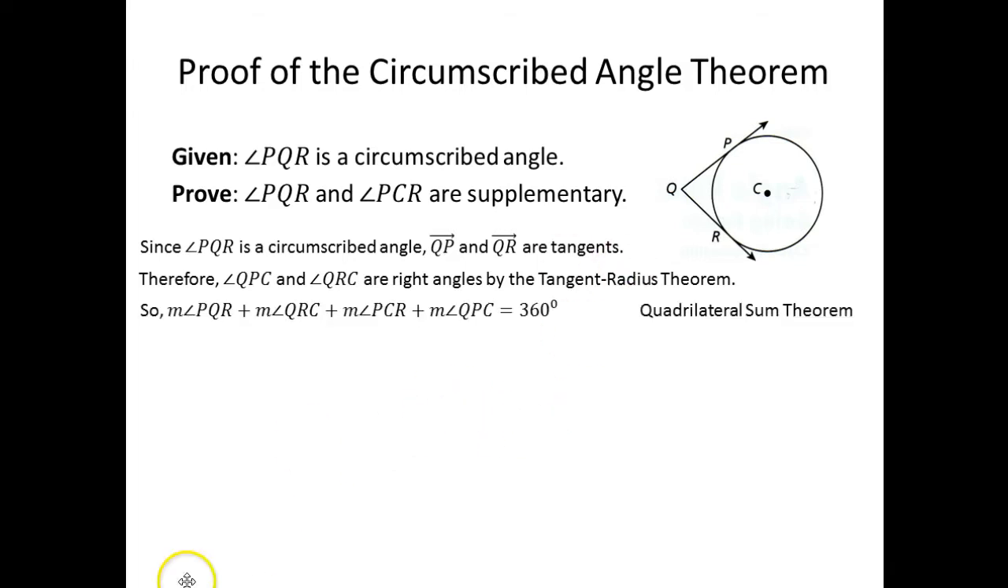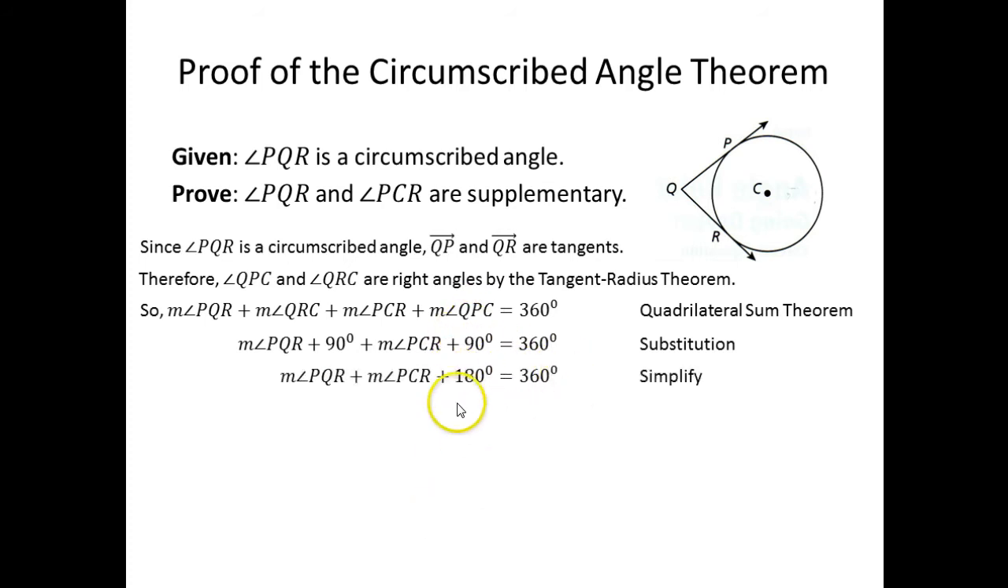What this means is, if I draw in these radii again, you will see that basically what I've created is a quadrilateral. Okay? I've created a quadrilateral, and I know that all of the angles inside of a quadrilateral add up to 360 degrees by what's called the Quadrilateral Sum Theorem. So all these angles add up to 360. So if I substitute the measure of angle QPC and QRC into this equation, I get the following result. The only thing I did is I just substituted the values of the measures of those angles into my equation.